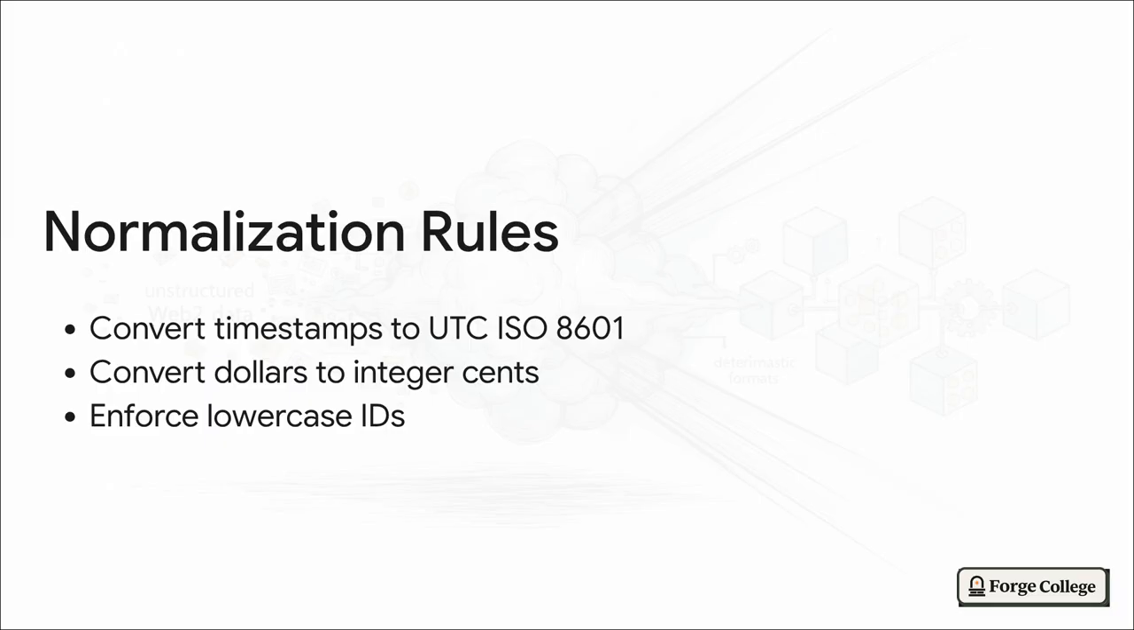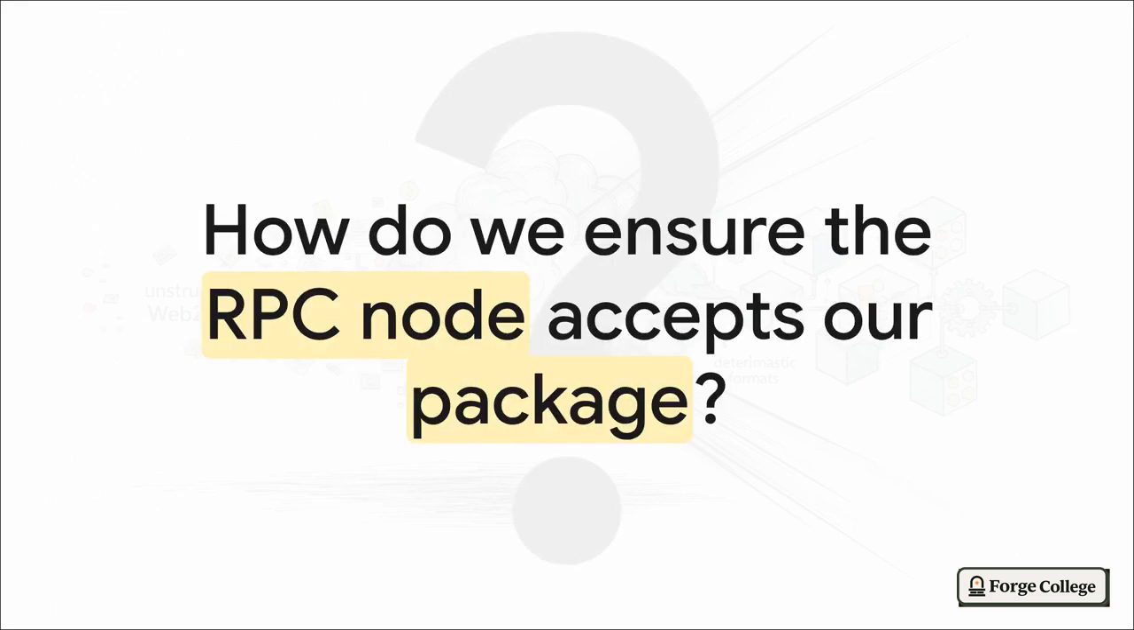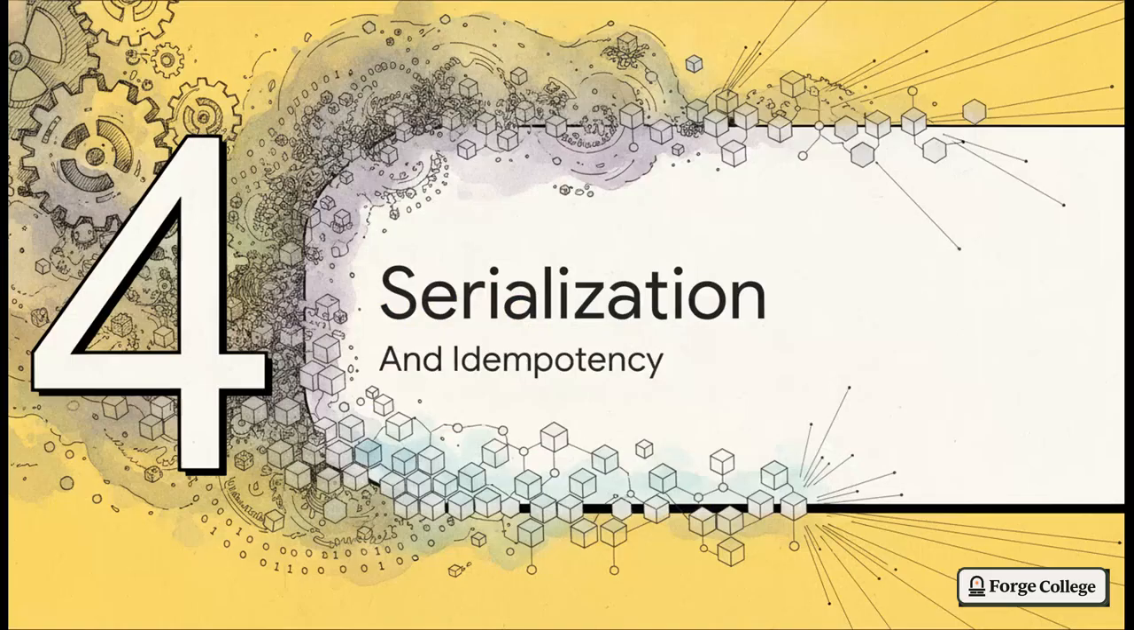The golden rule here: normalization must be pure and idempotent. It needs to be a side effect-free car wash that produces the exact same pristine result every single time, no matter how many times you run that identical data through it. So that actually brings up a massive question. We've mapped our fields and we've washed and normalized our data, great. But how do we actually ensure the Solana RPC node accepts our perfectly packed box every single time, without fail? That takes us to Section 4, serialization and idempotency.